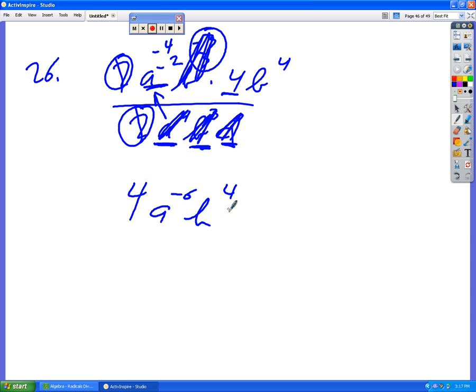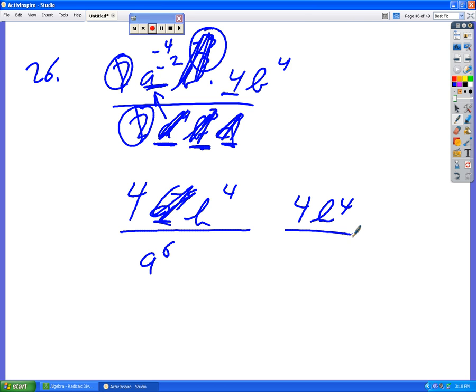That's everything I have. I need to have all the negatives on the bottom, move the negatives, make them all positive. So the A here goes to the bottom. The -6 becomes a +6, leaving me 4B to the 4th on top over A to the 6th on the bottom. There's my answer. There's your 6 problems.